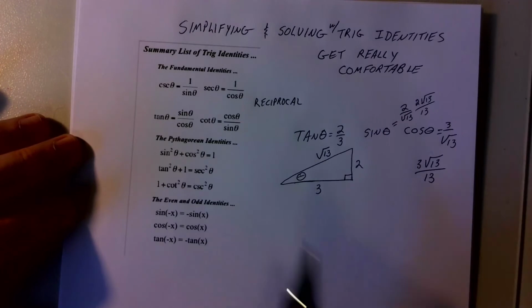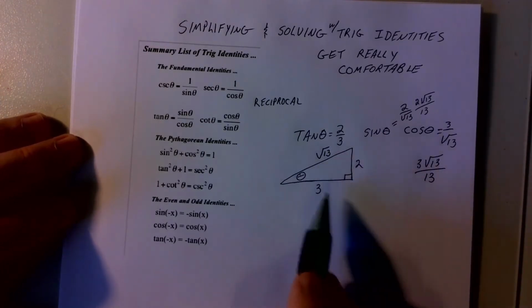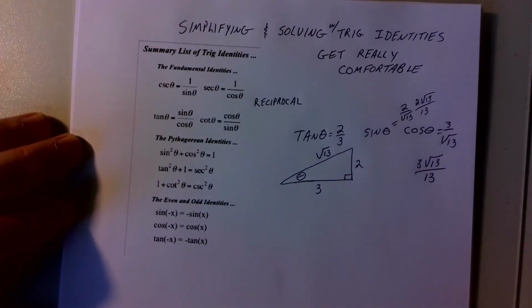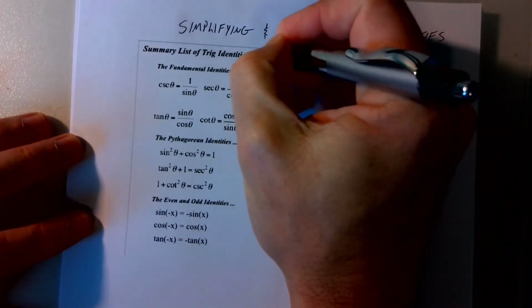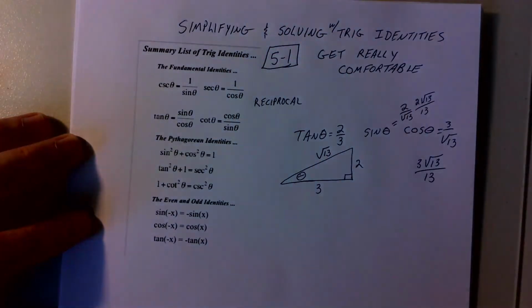So basically, if I give you any of these things, can you find out the other ones? And I know we practiced this, but one of the problems in this homework, this is from section 5-1, starts off with this, so I want to make sure that you're okay.